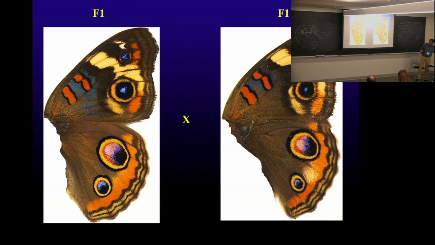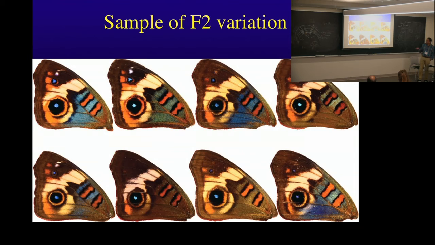So what do the F1s look like? The F1s look like this. So the F1s actually look more like their brown parents than they do the blue parents. But the F2s are really beautiful. They show all sorts of variation, both in the percentage of the wing that's covered and in the color that they have. So we can group them separately.